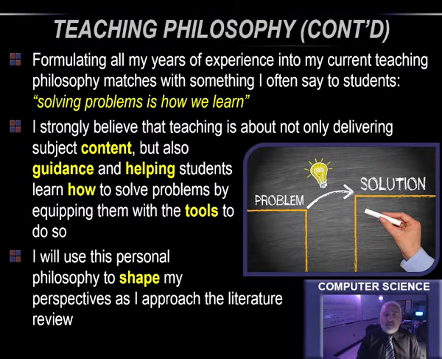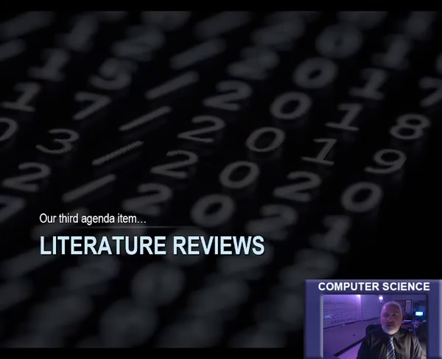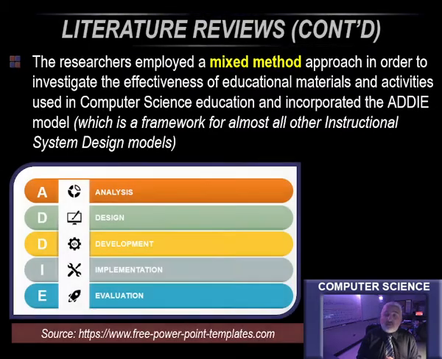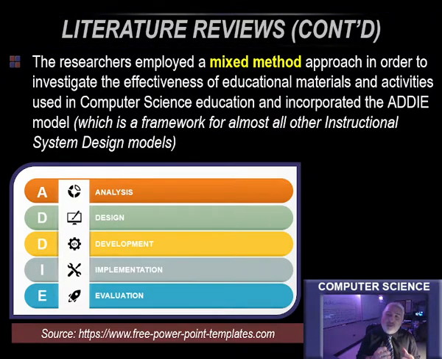I will use my personal teaching philosophy as my perspective as I approached the literature review of my first assignment. In the first paper, A Holistic Approach to Computer Science Education in Secondary Schools, the study examined the effectiveness for computer science at a secondary level through instructional design, development, and implementation, framed within the ADDIE instructional design model. This gave me a chance through this literature review to examine that model as it relates to computer science. The researcher used a mixed methods approach, and they incorporated the ADDIE model, which was the sort of framework for most of the instructional design models that followed.